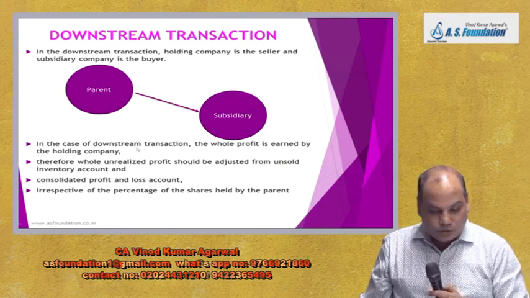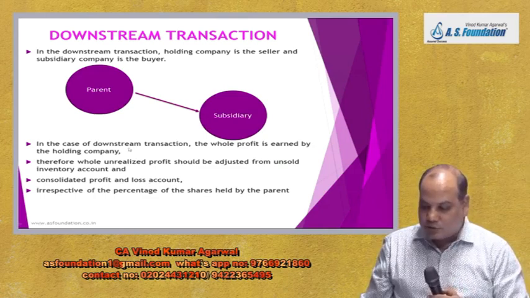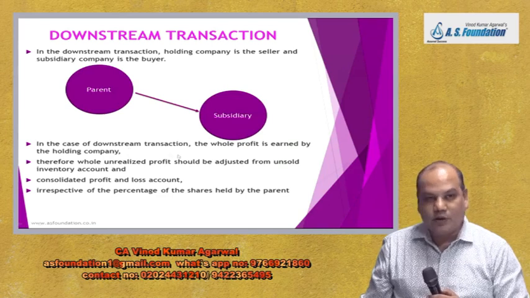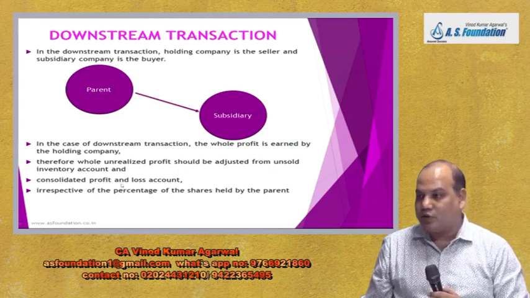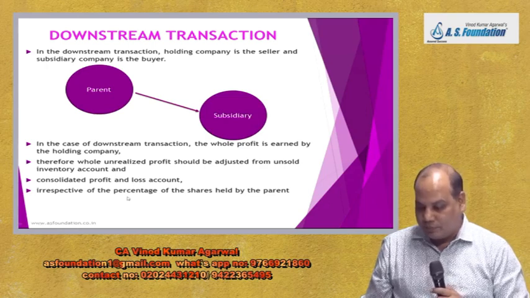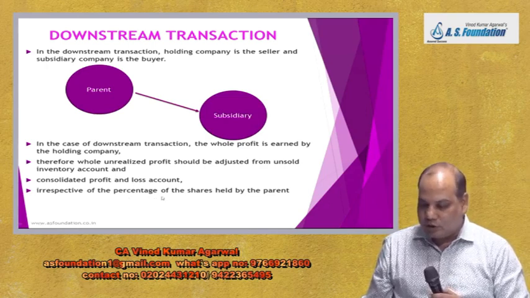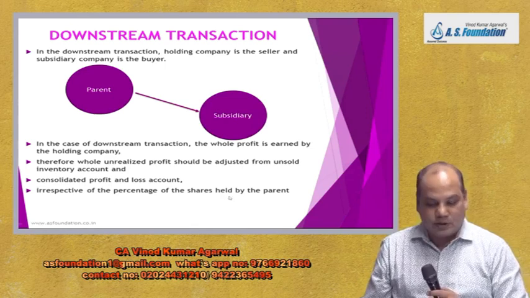Okay. So the summary of discussion is, in case of downstream, whole profit is earned by holding company, that is parent company. Therefore, whole unrealized profit should be adjusted from unsold inventory. Second effect, consolidated profit and loss, irrespective of the percentage of share held by the parent.